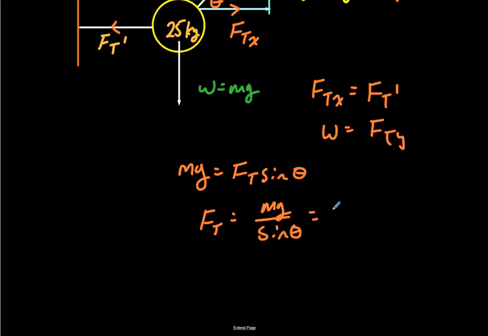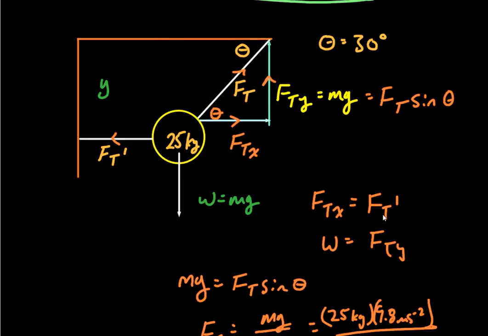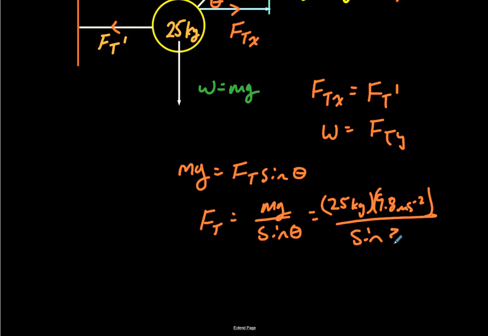So we've got 25 kgs times g divided by the sine, I think I said it was 30 degrees this time. Yeah, divided by the sine of 30 degrees. This will give us our force in newtons on our FT. So I get 490 newtons for that. Okay, so that's FT.